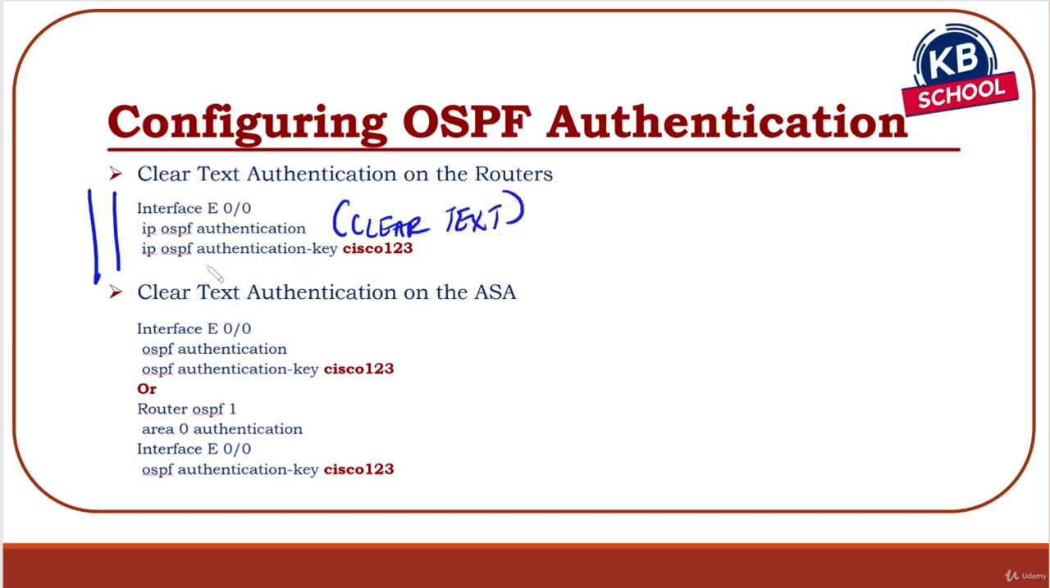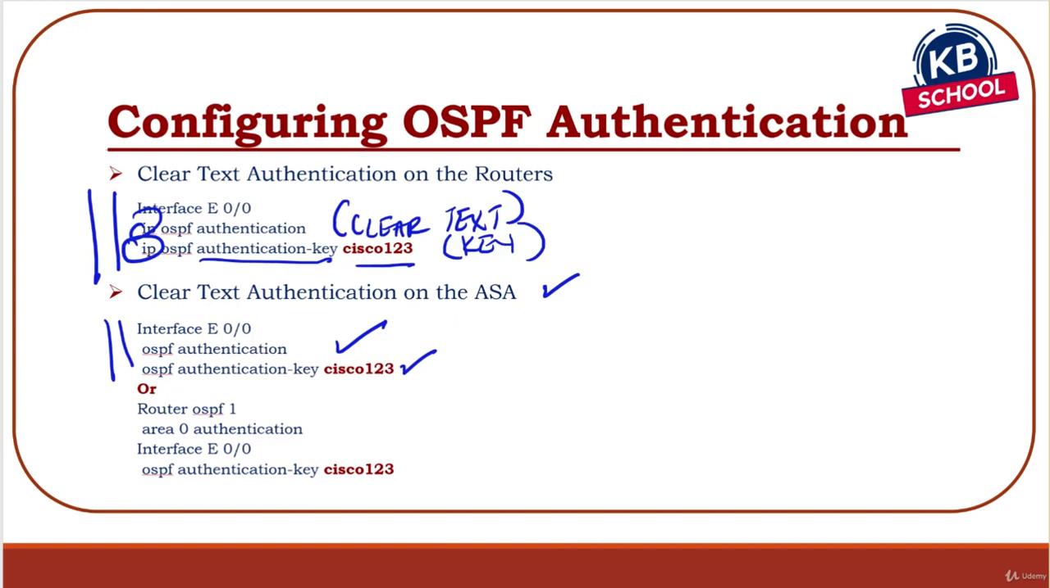IP OSPF authentication-key and the password, this is your key. For clear text, this is how you do it under the interface. Now on the ASA, I do almost the same thing. The only difference is I don't put IP in front. So OSPF authentication is clear text. OSPF authentication-key Cisco123 sets the key.